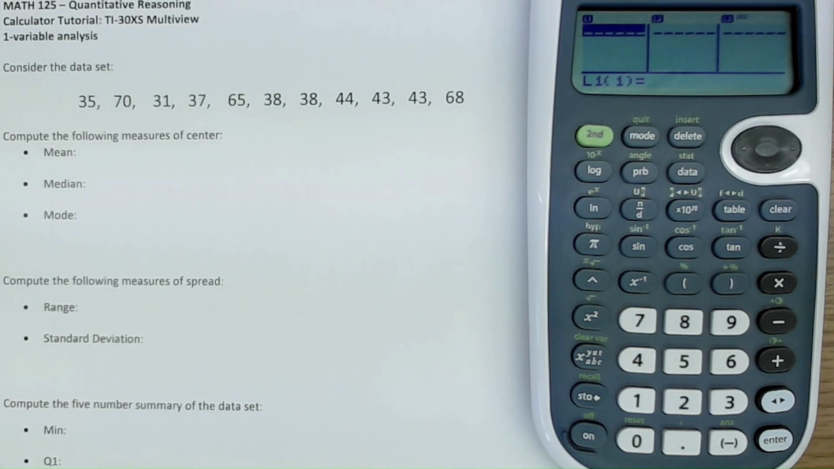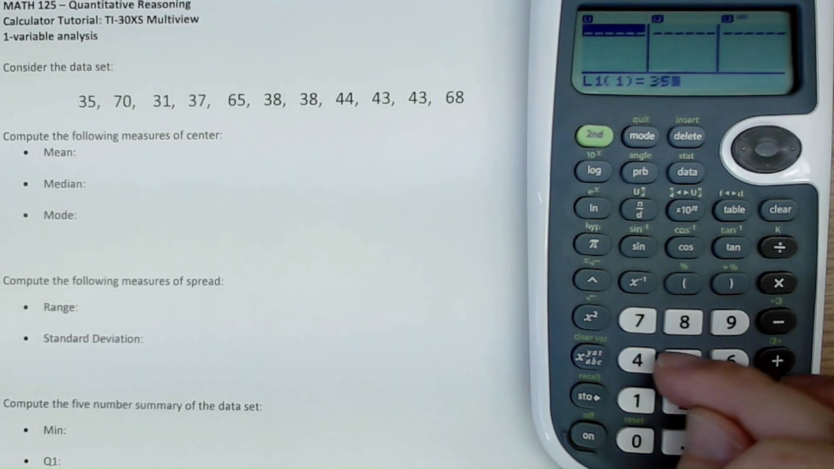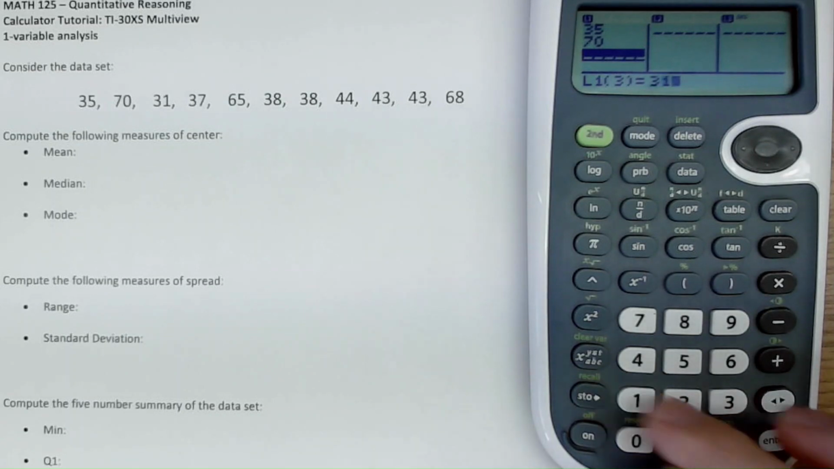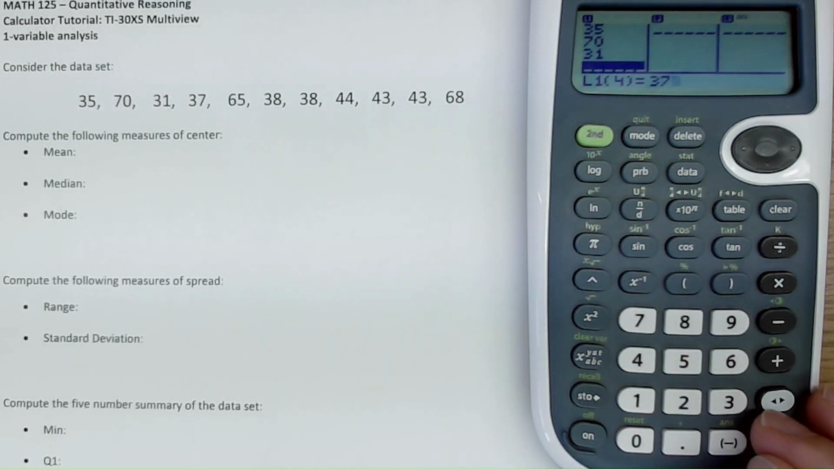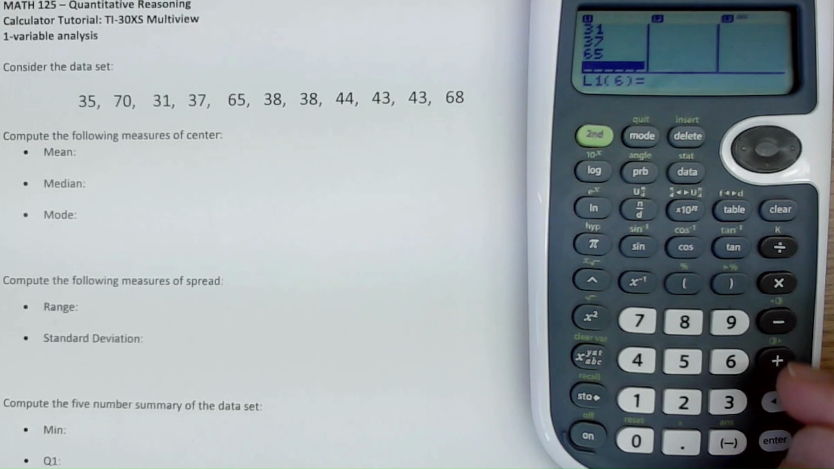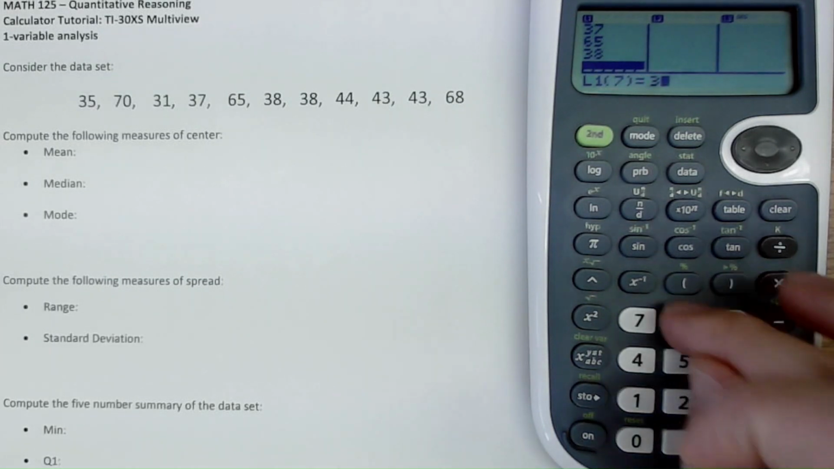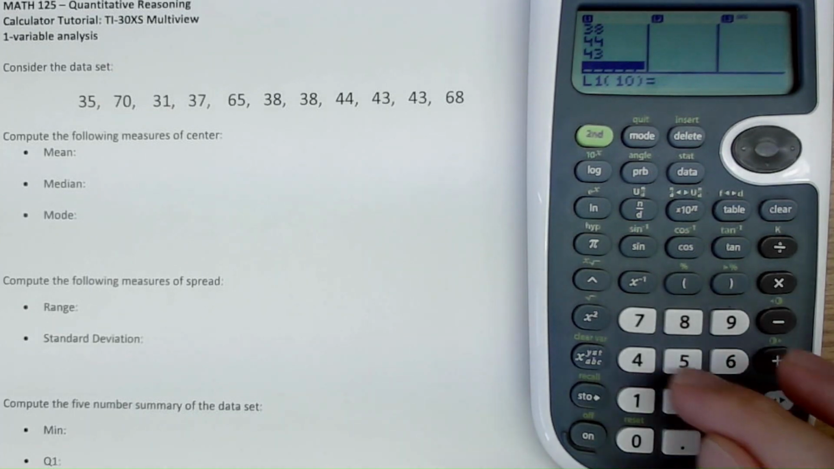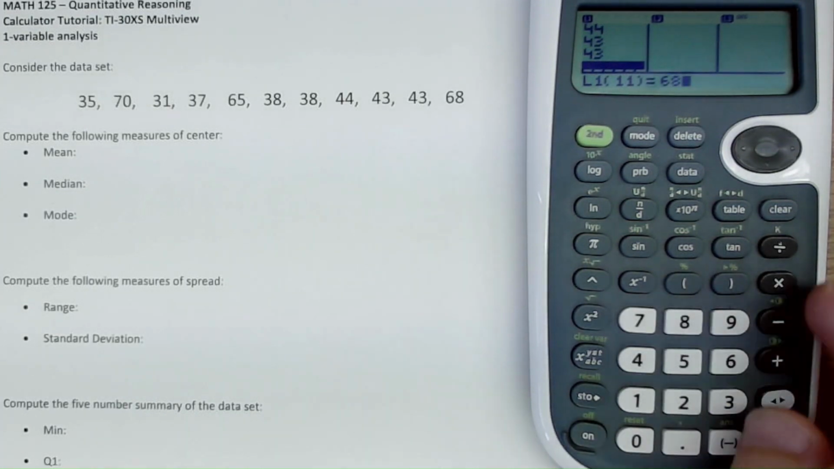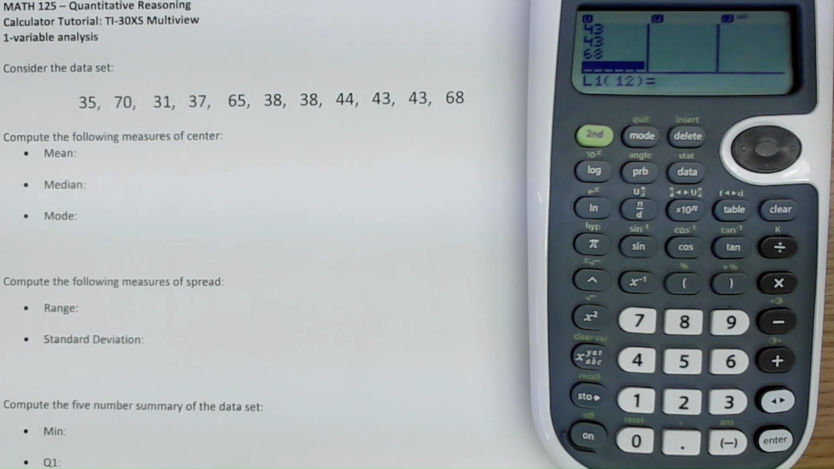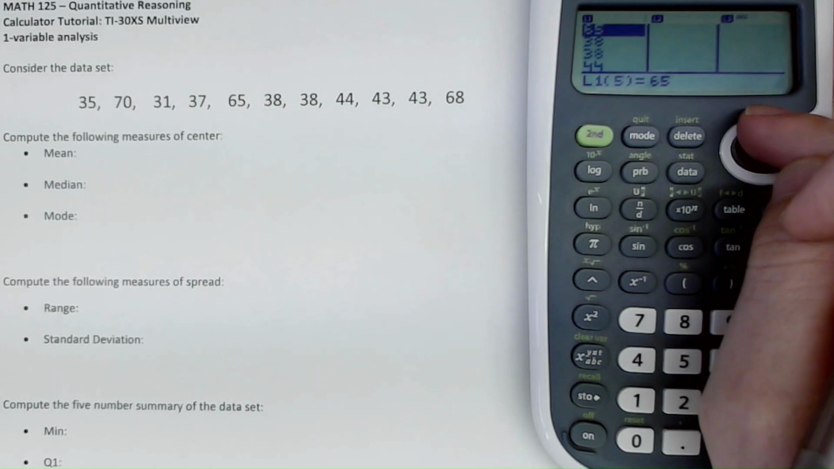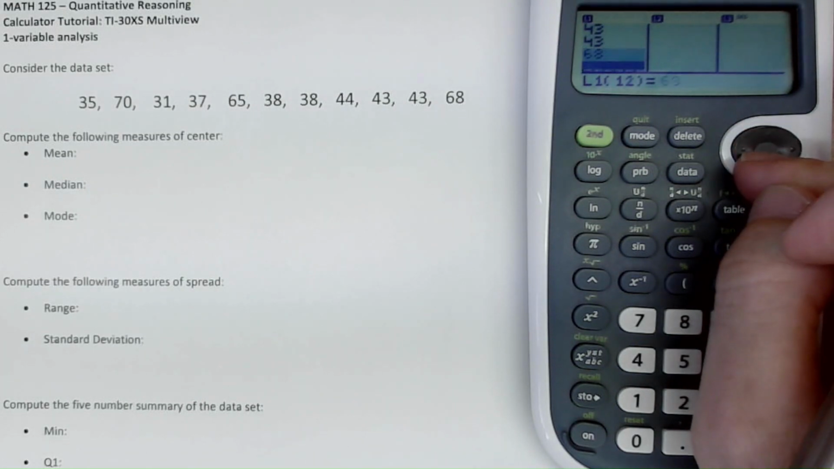So it's just a one-variable data set. We're only going to have one list. I can start typing in my numbers: 35, 70, 31, 37, 65, 38, 38, 44, 43, 43, 68. Okay, if you did want to go examine any of the data that you've typed in, you can use the arrow keys to do that.